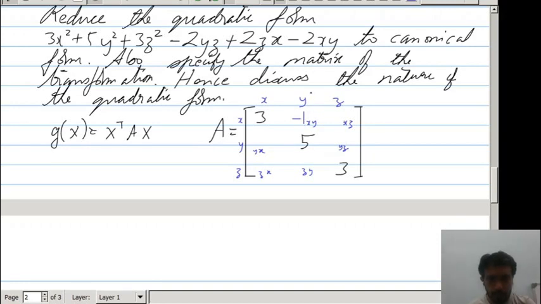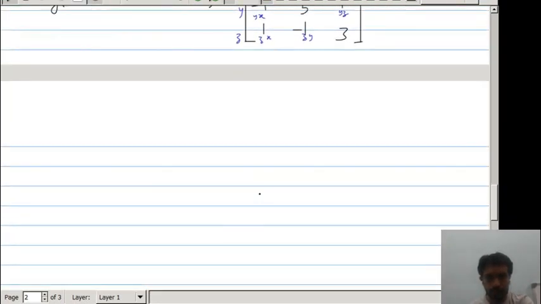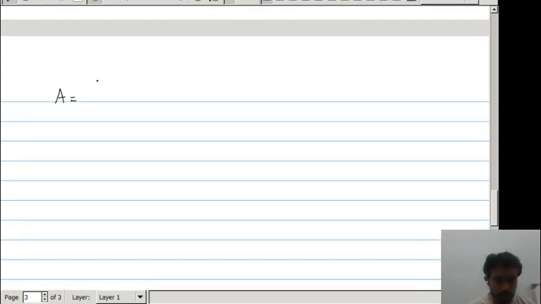So this will be minus 1, then corresponding to xz we have plus 2, so this will be plus 1, and corresponding to yz we have minus 2, so we split that equally in positions 2, 3 and 3, 2. So we have the matrix A. So A equal to -1, -1, -1, -1, -1, and -1.